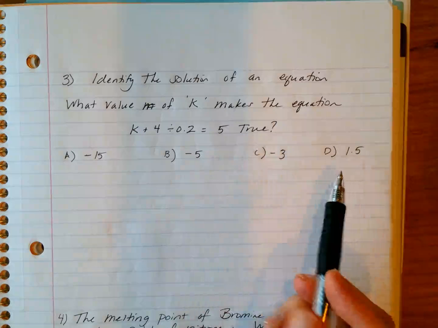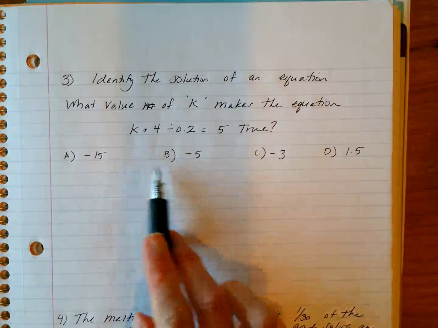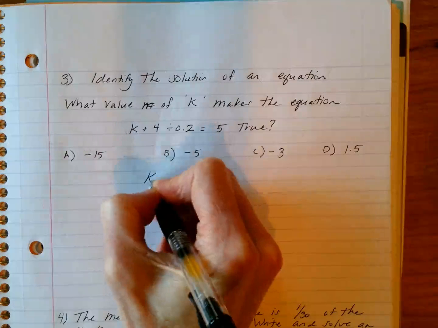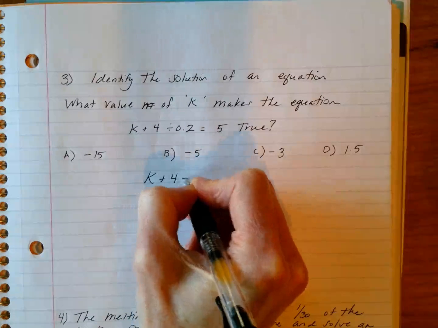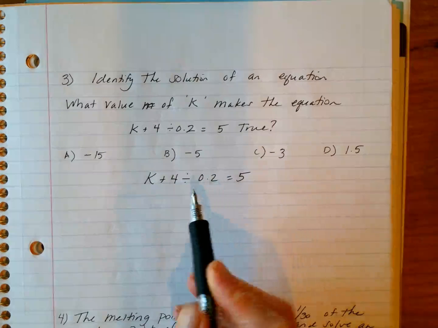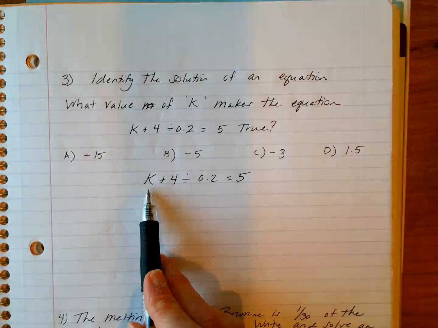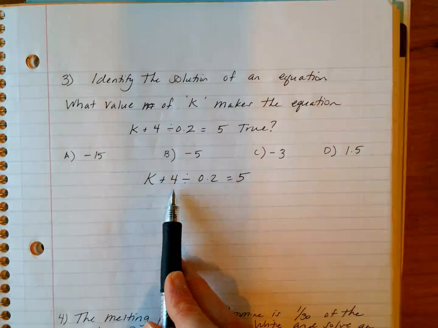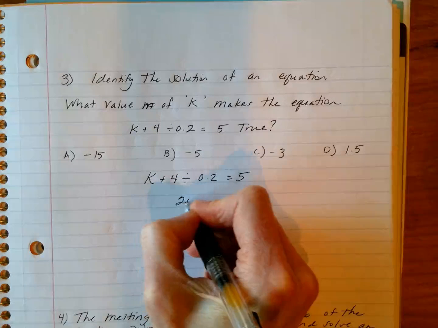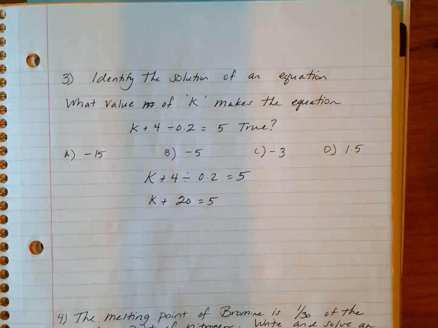Rather than plugging in each one, I would recommend just solving the equation and then hoping that the correct answer is here. So we're going to work the equation down here. k plus 4 divided by 0.2 equals 5. I've got two like terms that I need to combine before I start to isolate the k by itself. So I need to actually do the math of 4 divided by 2/10, and that is 20. And then rewrite the rest of the equation as it is.